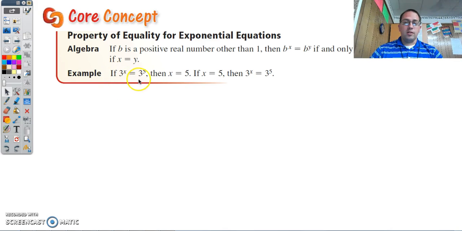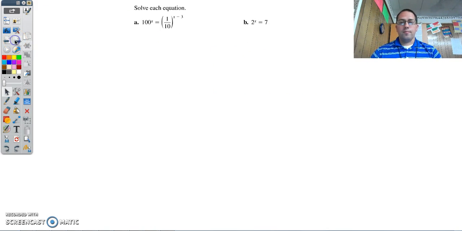So that's what it is. If the bases are the same and both sides of the equation are equal, then the exponents must also be the same. So we're going to do a couple examples solving exponential equations. Problem 1, A. So we have 100 to the x equals 1/10 raised to the x minus 3.